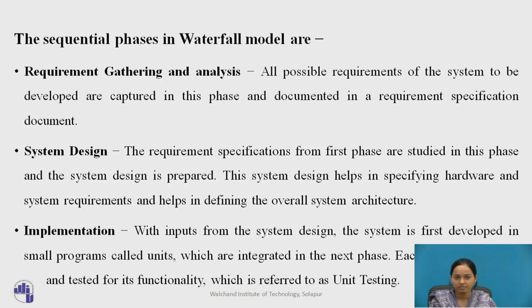The sequential phases in the waterfall model are: first one is requirement gathering and analysis. All possible requirements of the system to be developed are captured in this phase and documented in the requirement specification document. Second phase is system design.